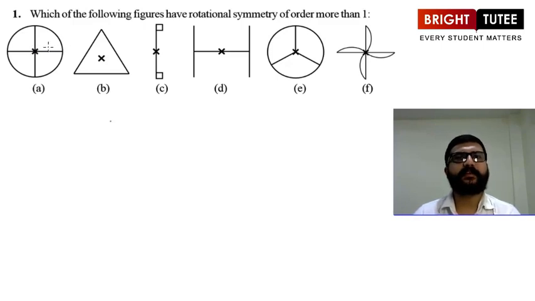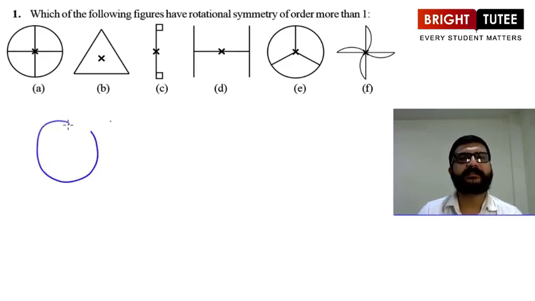Now suppose if we rotate this by 90 degrees. So what do you think? Are we going to get the same shape? Yes, we are going to get the same shape. Let's check it. If we rotate this by 90 degrees, we will get something like this again. Now if we take this point as P, then the point P will come here. But the circle is exactly the same.